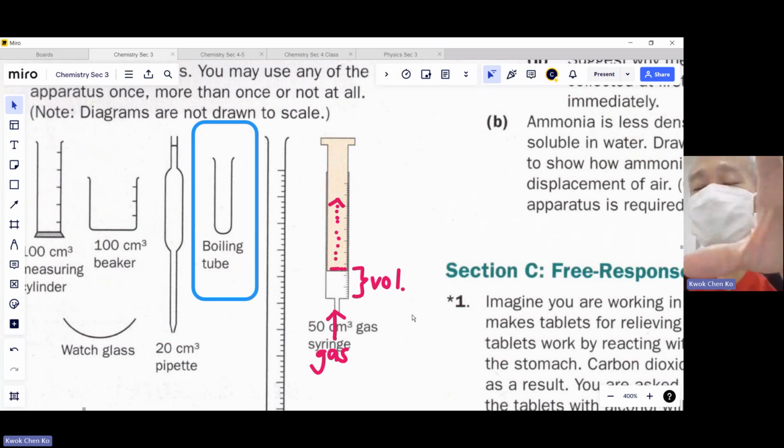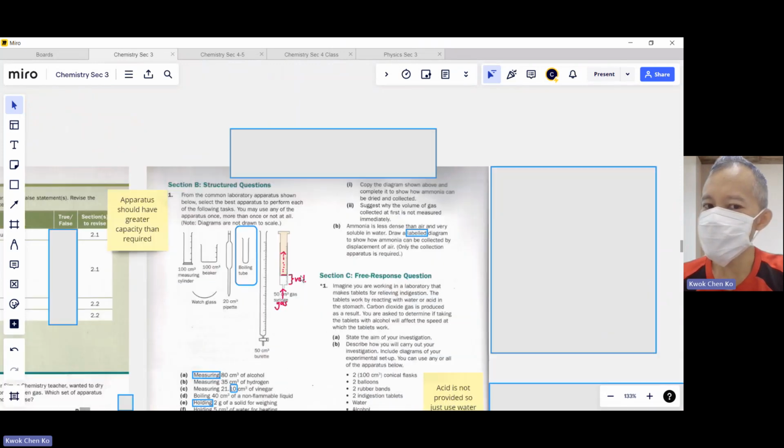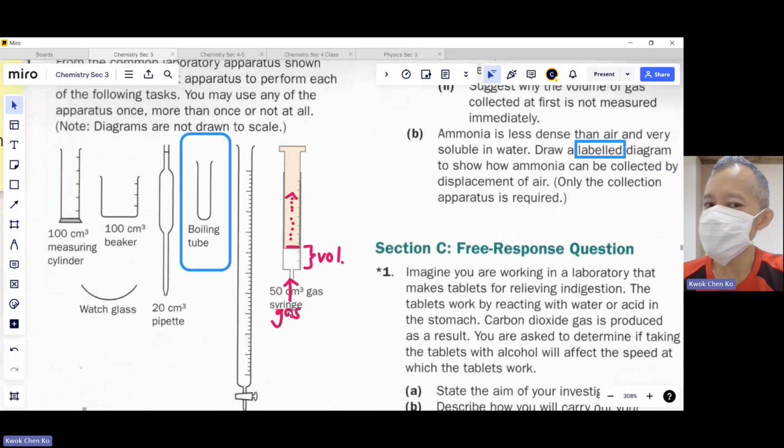But of course, be very mindful. The syringe can also be horizontal. You can also place it horizontal. Keep that in mind. Oh, one last thing. You notice the size is not very big. It's usually about this size, 50 to 100. It can't measure very huge volumes of gases.